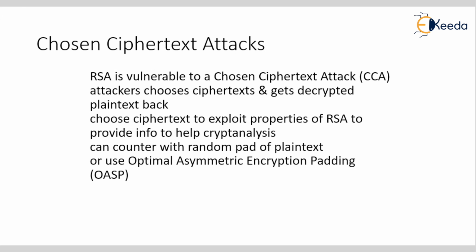Chosen ciphertext attacks, that is CCA, are something RSA is vulnerable to, wherein the attacker chooses ciphertext and gets the decrypted plaintext back. The attacker chooses ciphertext to exploit the property of RSA to provide info to help the cryptanalysis. These attacks can be countered with a random pad of the plaintext or the optimal asymmetric encryption padding, which is called OAEP.